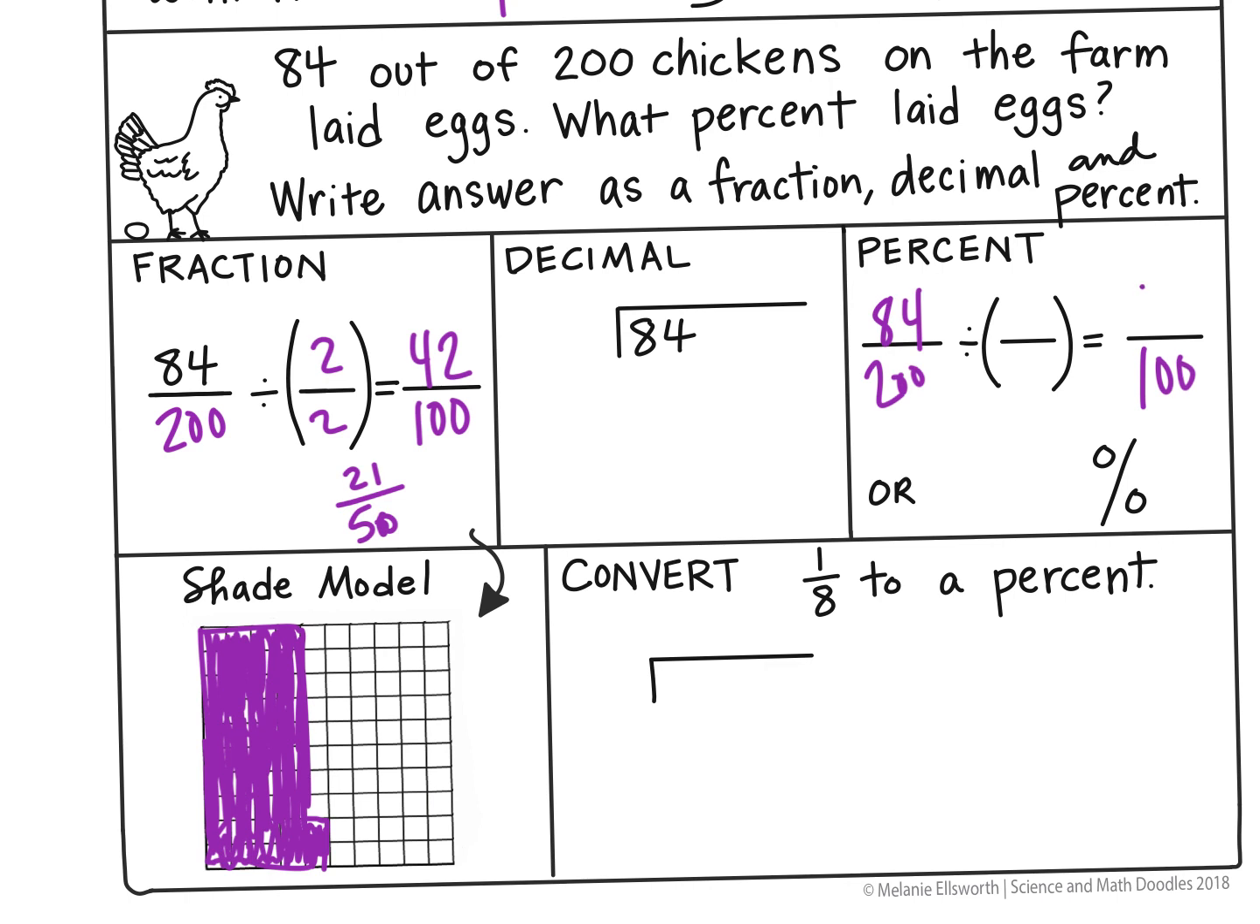Okay, so we already know that it's going to be 42 because I reduced by 2s. And 42 out of 100 is the same as 42%. 42% because percents are always out of 100.